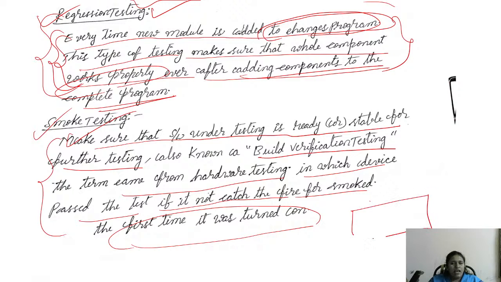Suppose there is a gas stove. The device passes the test if it does not catch fire. If we open the gas and light it, and it does not catch fire outside, then only it is okay. Whenever we check it the first time it is turned on, it should work fine. That is called smoke testing.